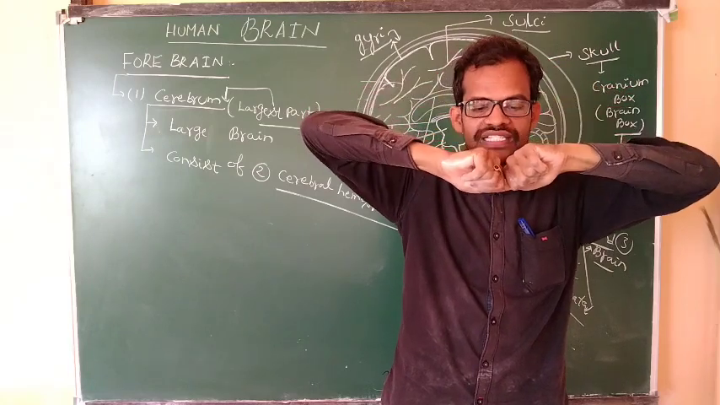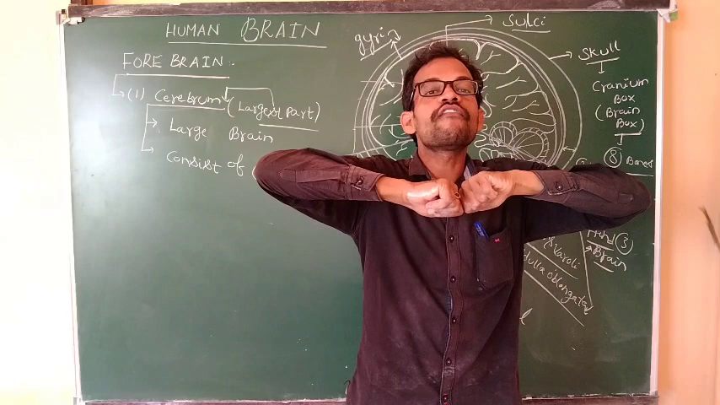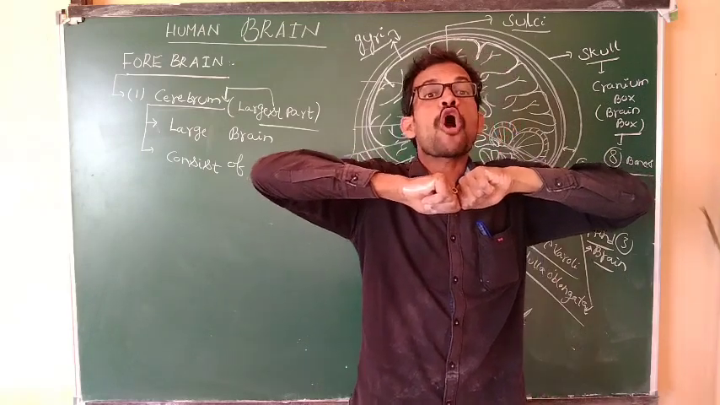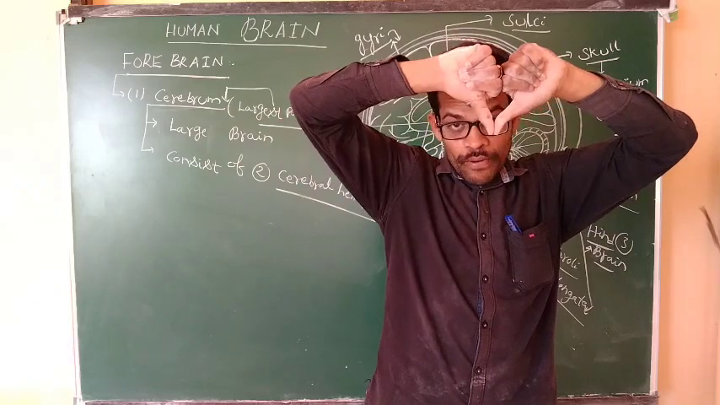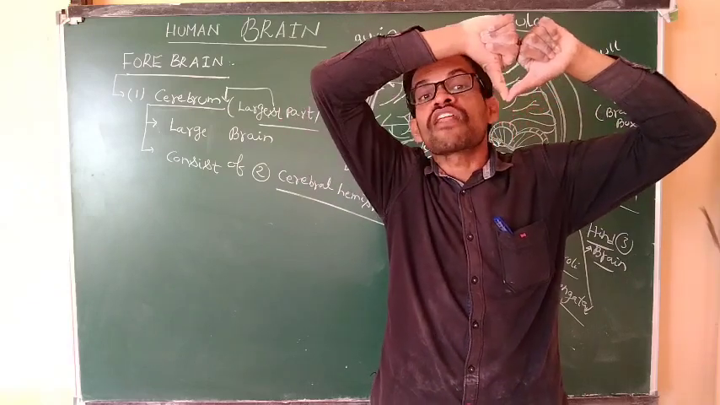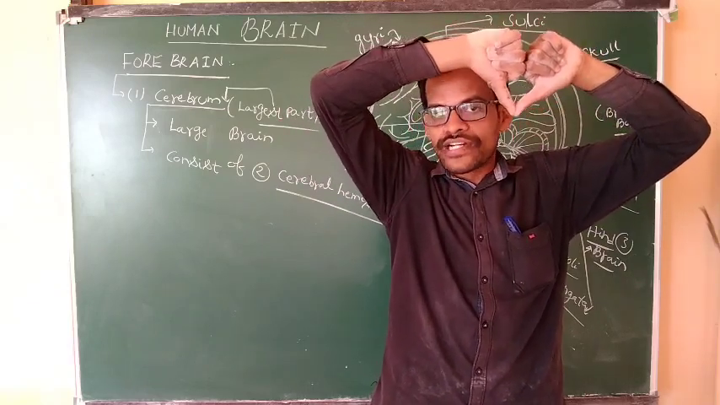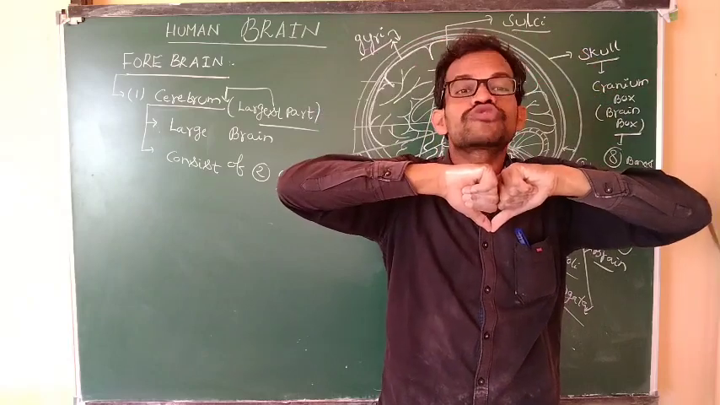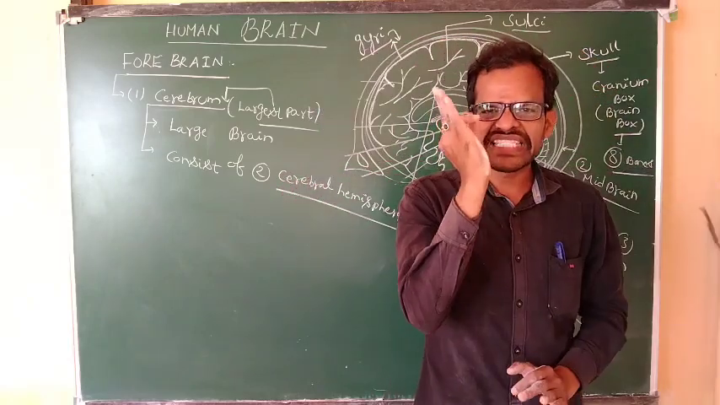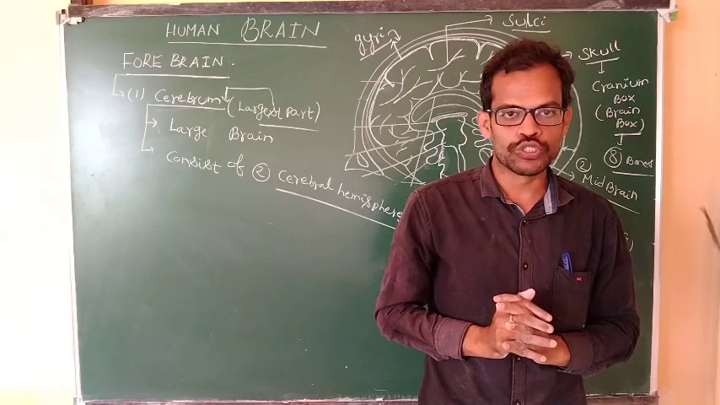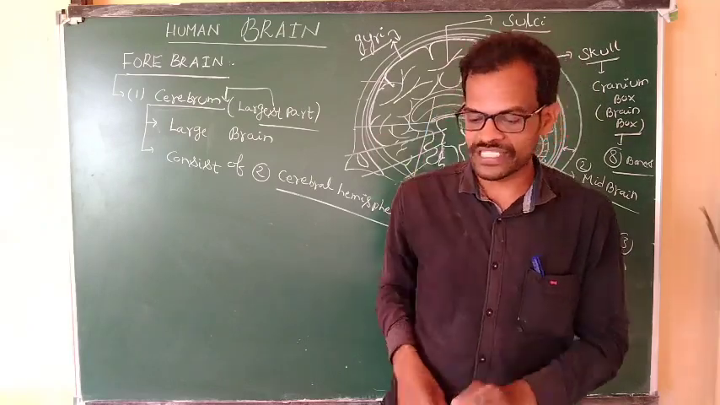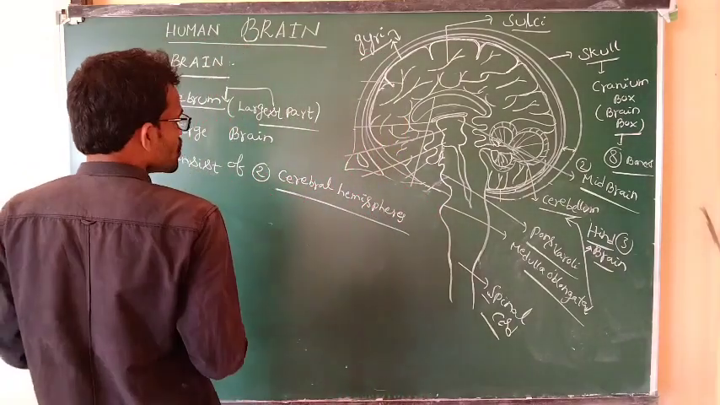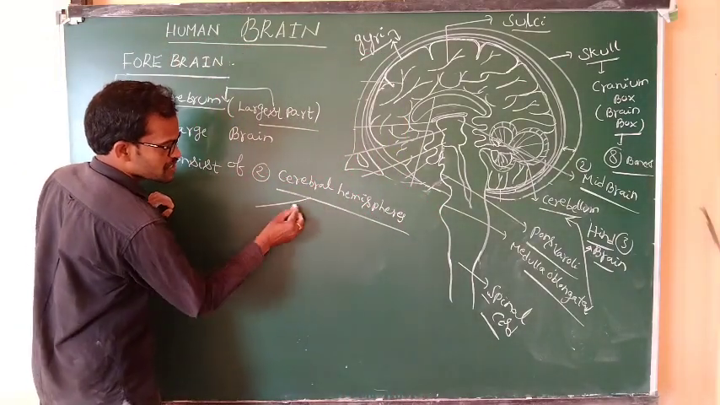The superior part is separated by the longitudinal fissure. The inferior part is connected by the nerve cord, known as the corpus callosum. The cerebrum is divided into two cerebral hemispheres.